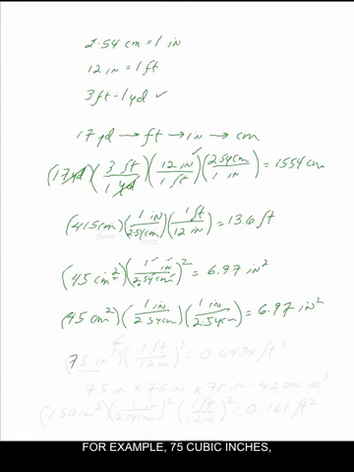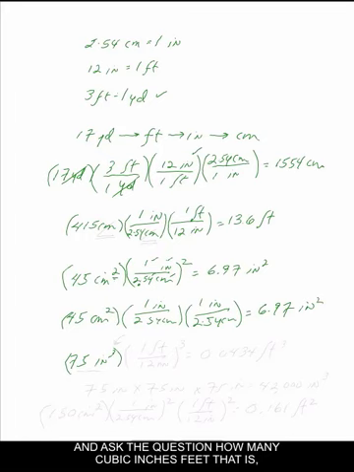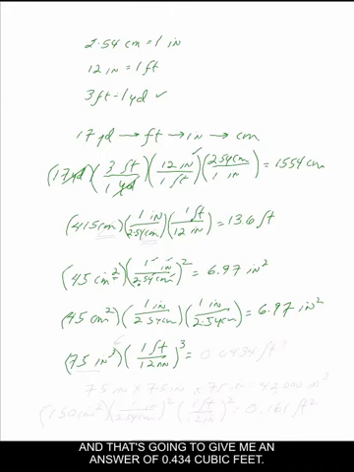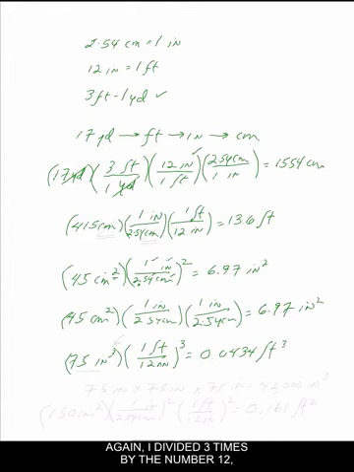If I were to give you, for example, 75 cubic inches and ask the question how many cubic feet that is, notice I could write here 1 foot over 12 inches, and I'm going to cube it, which means arithmetically I'm going to type in 75 divide 12, divide again 12, divide again 12, and that's going to give me an answer of 0.434 cubic feet. Again, I've divided 3 times by the number 12 because my linear conversion, 1 foot for 12 inches, is having to be cubed.